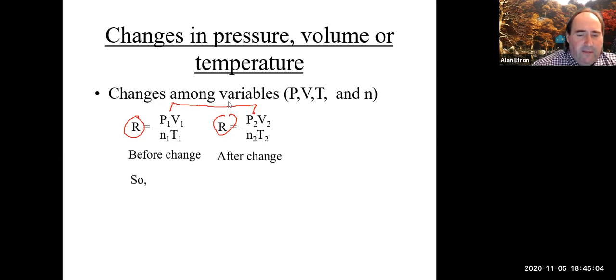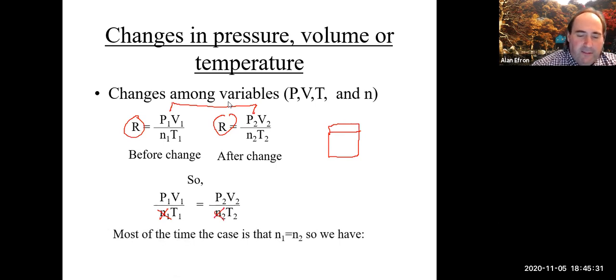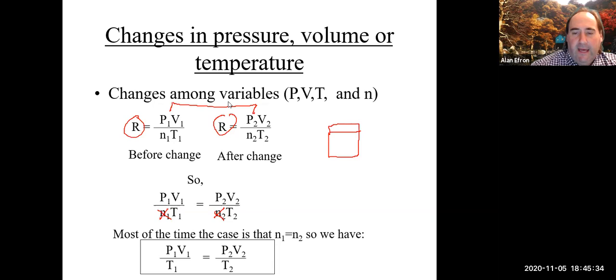If we do that, we get this relationship here, which is P1V1 over N1T1 equals P2V2 over N2T2. In most cases, though, the number of moles of gas doesn't change, because you usually don't open up the lid. If you don't open up the lid, the gas is not going to change, so these remain constant as well. That brings us to what is sometimes referred to as the combined gas law, which is P1V1 over T1 equals P2V2 over T2.